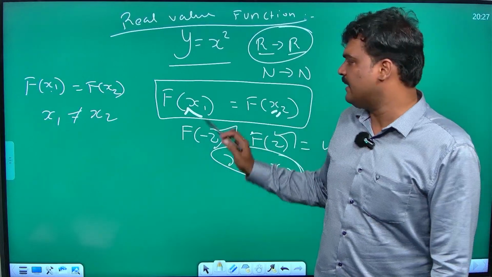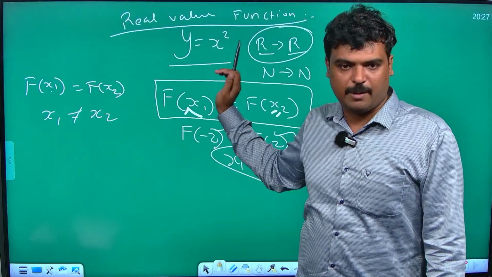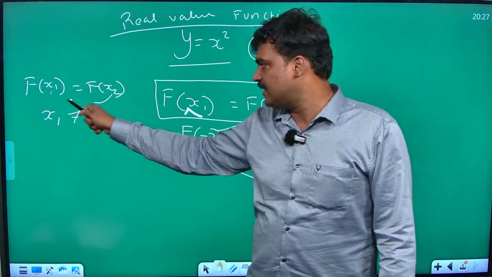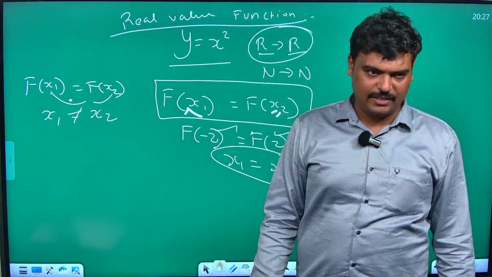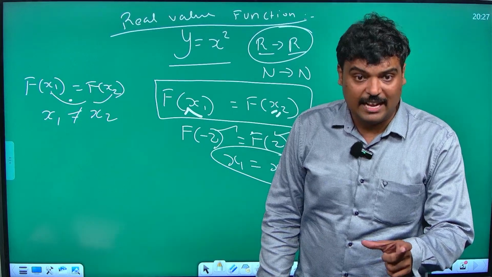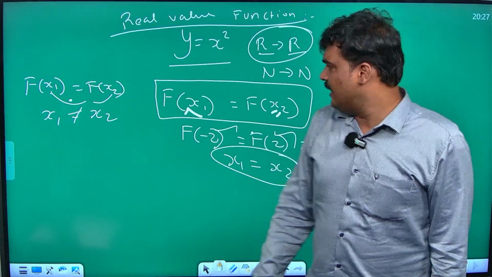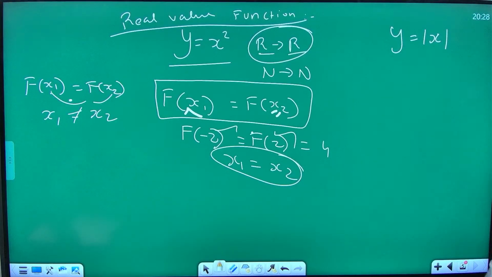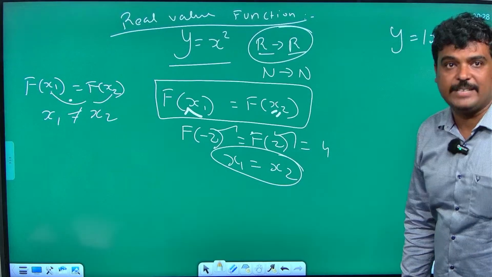What I am speaking is, if we want to check whether a function is one-to-one or not, I will put two different values of x, and for two different values of x, I'll check whether the function gives the same output. Okay, now I am going to ask about y is equal to mod of x. Okay, I want an answer from, yeah.